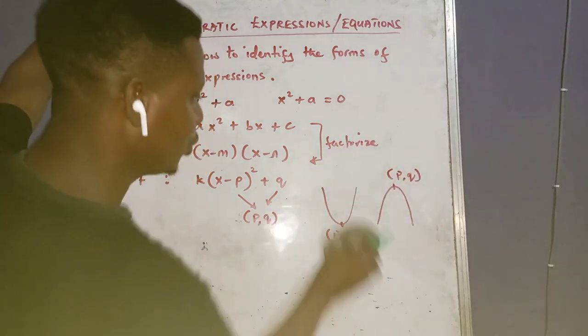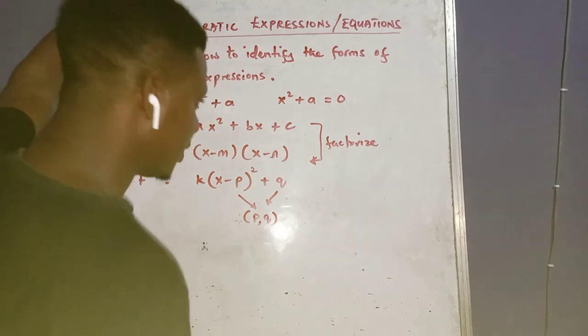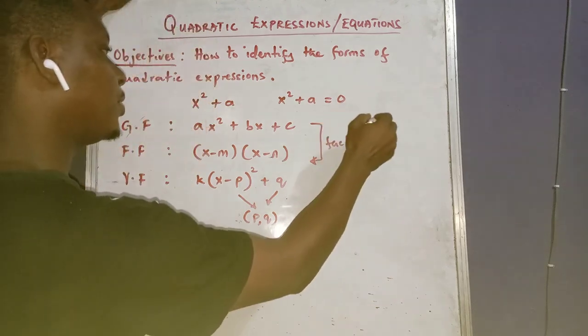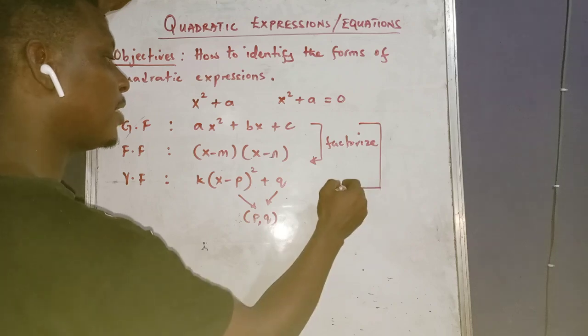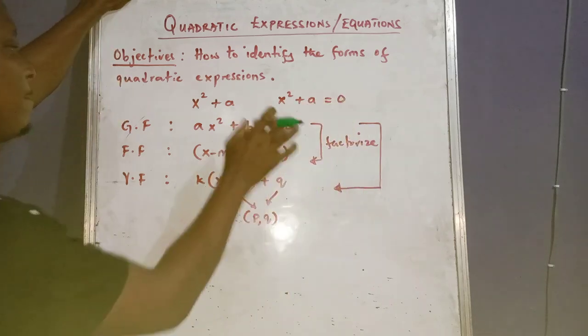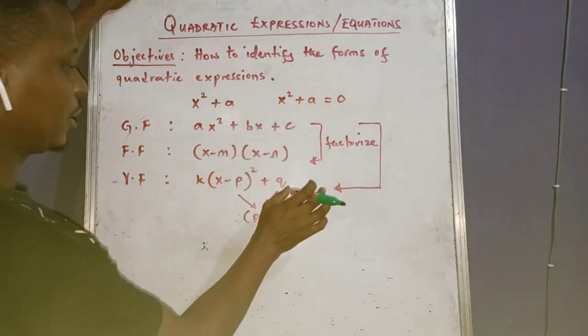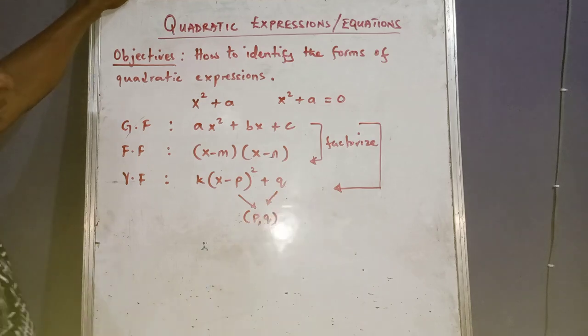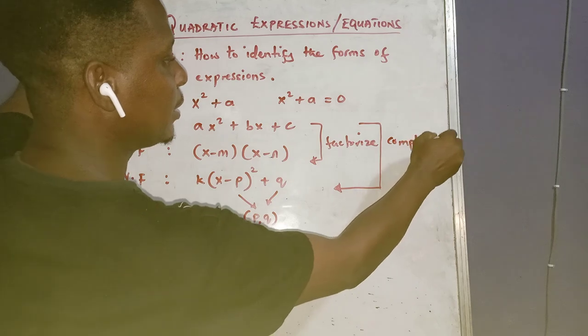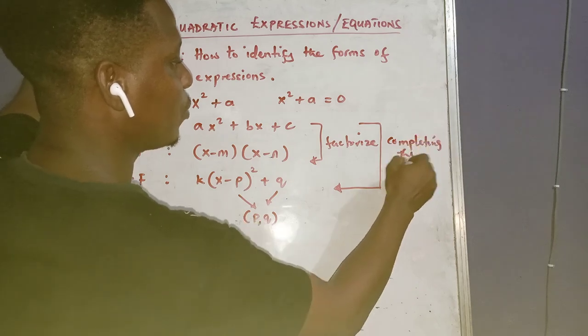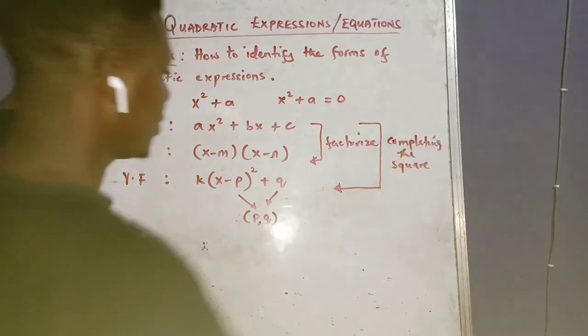Whenever we change from the general form to the vertex form, we say we are doing completing the square. We are going to break this down later, completing the square.